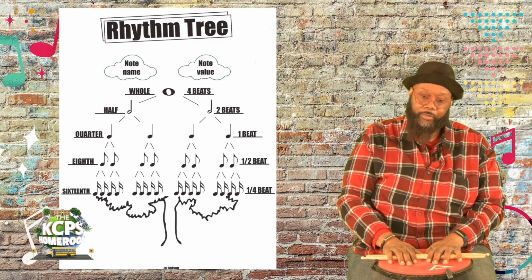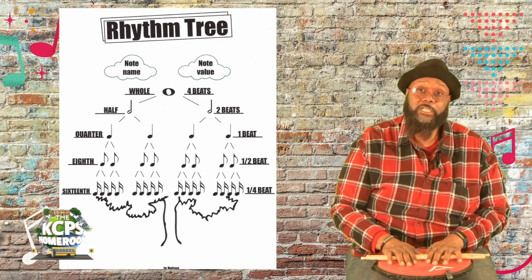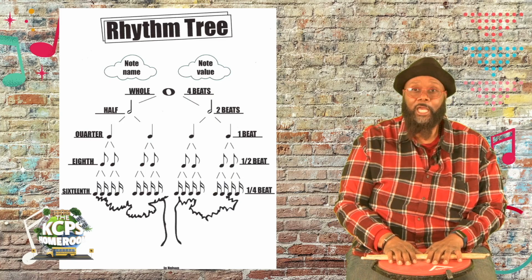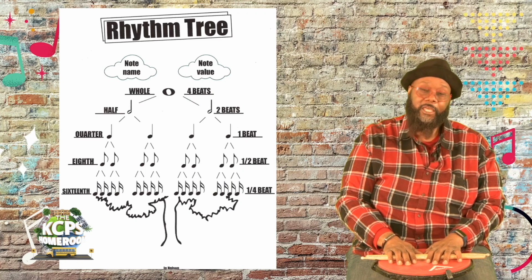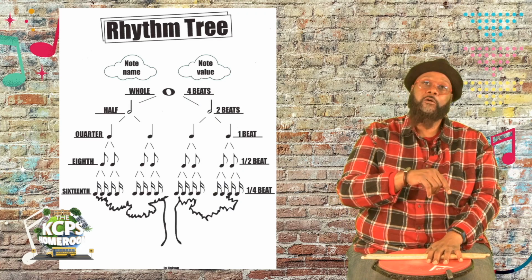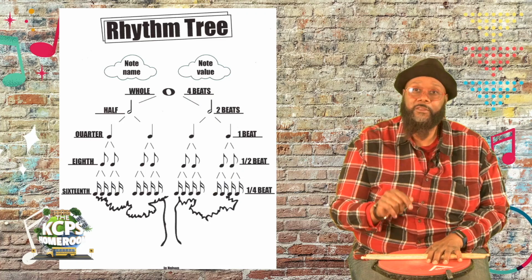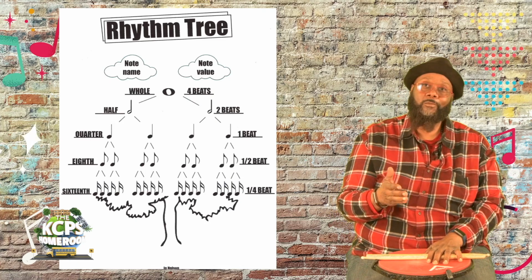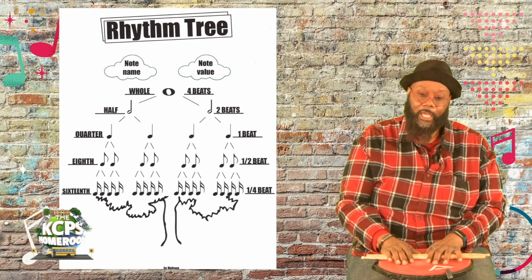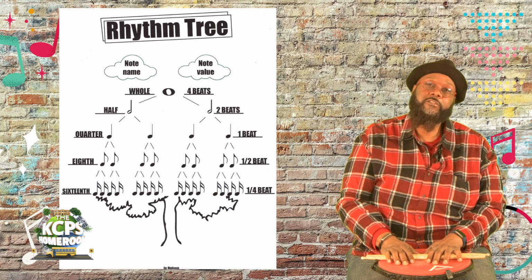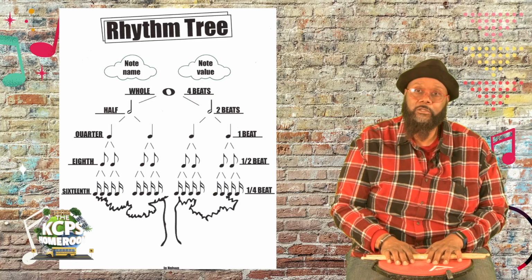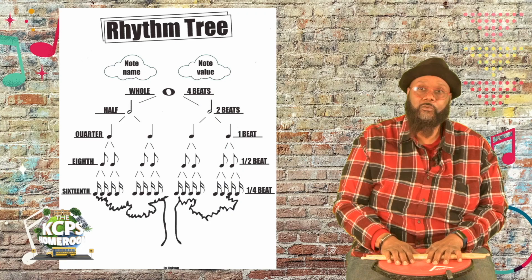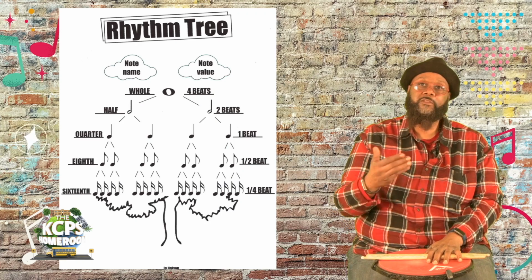So the whole note branches off to a half note, which gets 2 counts, which is 1 and 2 and. And then the quarter notes branch off the half note, and we know a quarter note is just going to be 1 and. And then off the quarter notes come the eighth notes. 1 and 2 and, 1 and 2 and. So that's how you get the rhythm tree.